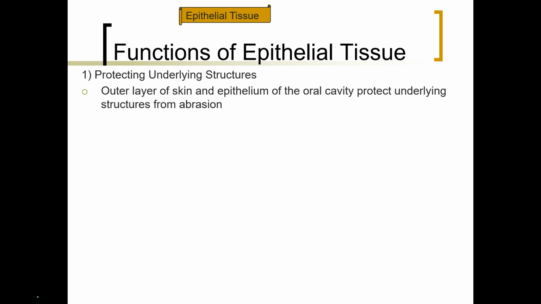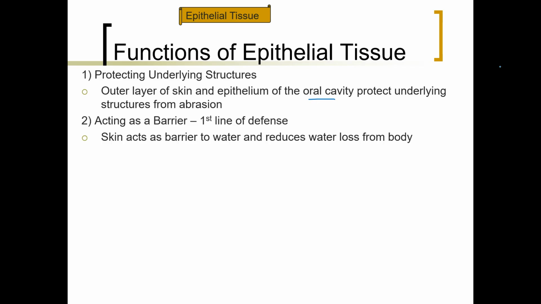It protects underlying structures. For example, the skin that you touch is protecting the muscle that lies deep to that. The outer layer of the skin and epithelium of the oral cavity, for example, protect those underlying structures from abrasion as you swallow foods. It can also act as a barrier. It's part of your first line of defense. How does it do that? Skin, for example, acts as a barrier to water and reduces water loss from the body. So also, as long as your skin is intact, there can't be entry for pathogens into the body. So your skin protects from that as well.